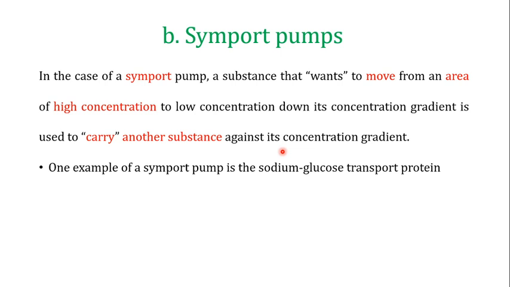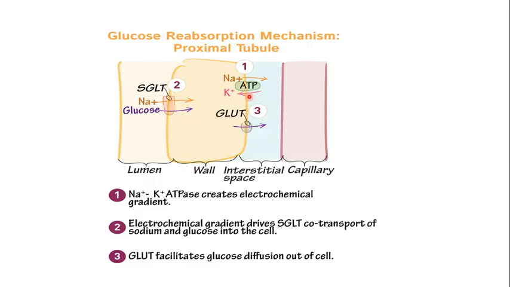Another important example of active transport is known as the symport pump. In this case, a substance that wants to move from an area of high concentration to an area of low concentration, down its concentration gradient, is used to carry another substance against its concentration gradient. One important example is the sodium-glucose transport protein. As you can see here, you are moving two things: one thing is moving against its concentration gradient, and the other is moving down its concentration gradient.